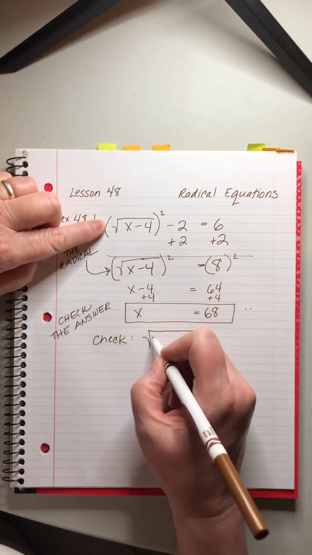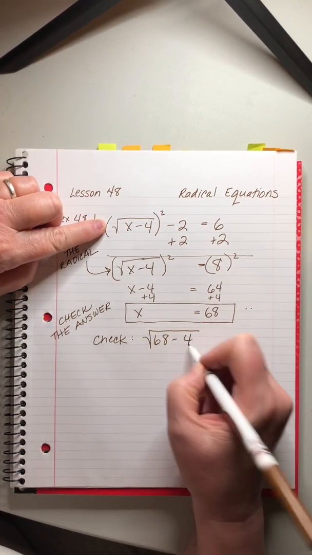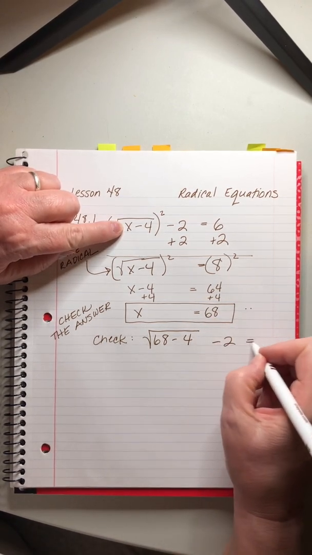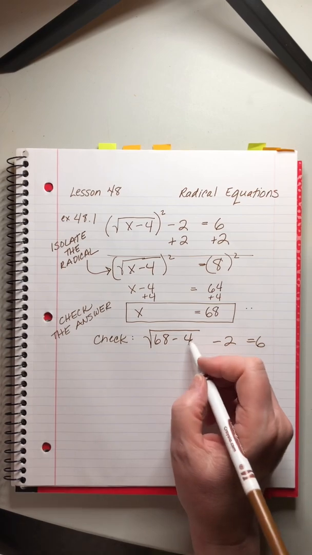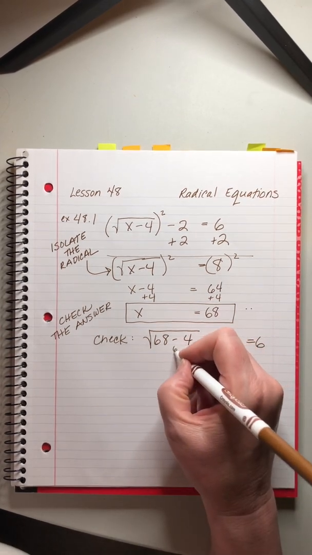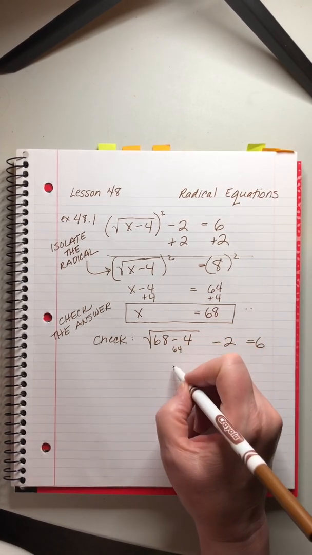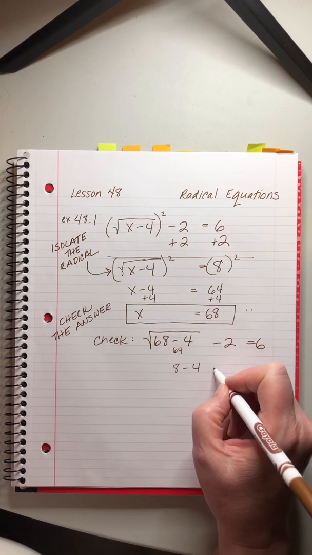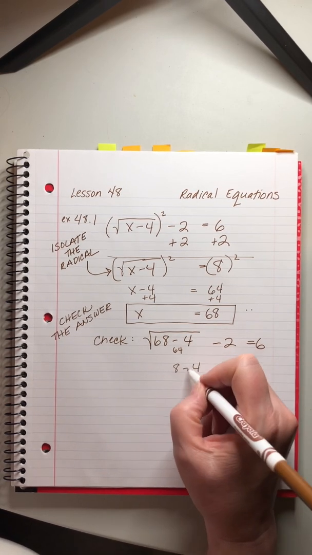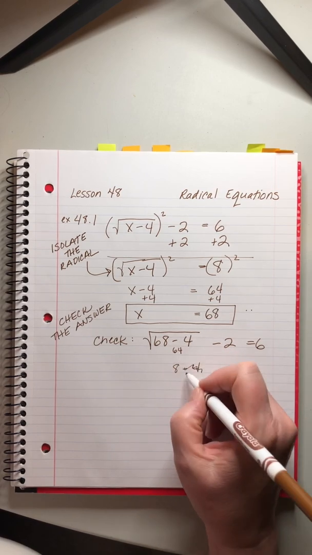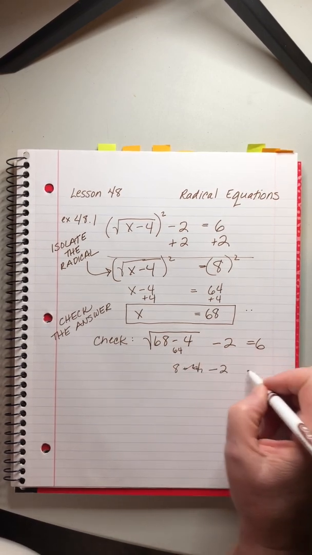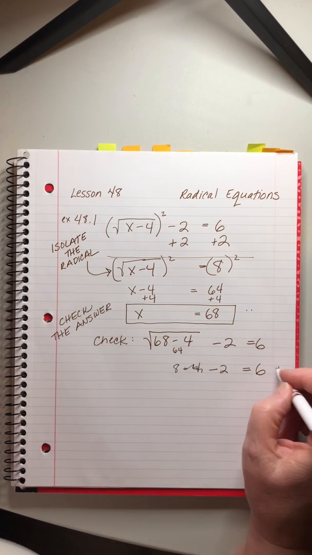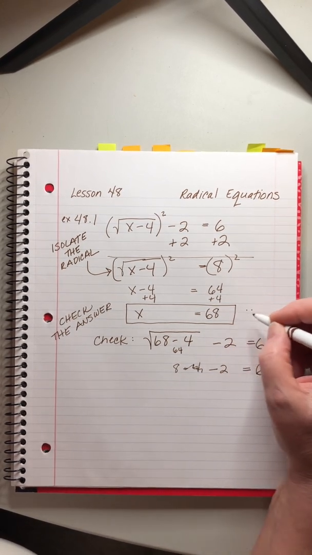So that was the square root of x minus 4, minus 2 equals 6. I'm plugging 68 in for x. 68 minus 4 means it's 64. The square root of 64 is 8. 8 minus 2 equals 6. And that's true. So that means our solution checks.